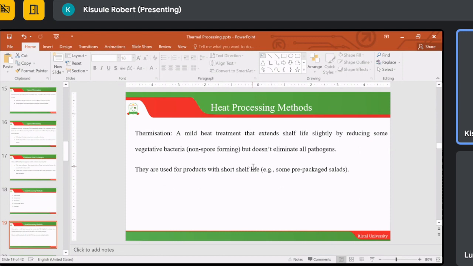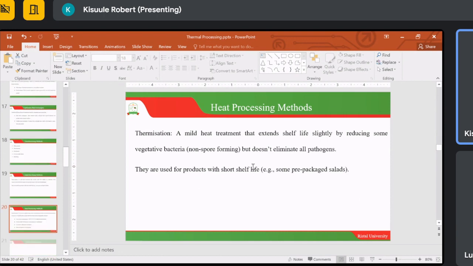We expect these foods to be consumed within 2 to 3 days maximum, because even if we try as much as possible to prolong them, we can't do much with them. So that's where we'll do the mild heat treatment.